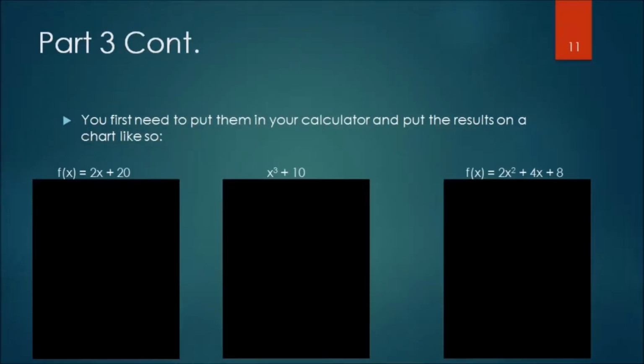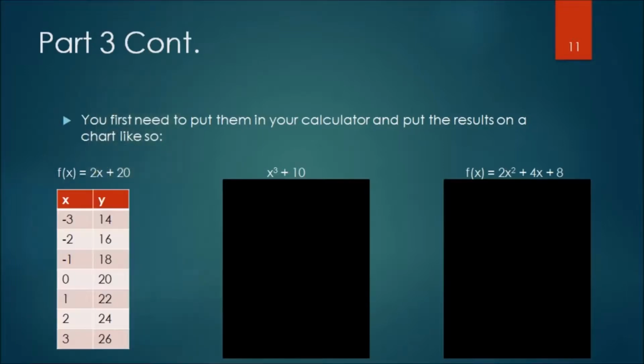The first step is to go to the table key in your calculator and plug them all in, making a chart below. We have one that is blank for you to make it easier. f(x) = 2x + 20 will get you -3, 14; -2, 16; -1, 18; 0, 20; 1, 22; 2, 24; 3, 26. It seems to be going up by 2.